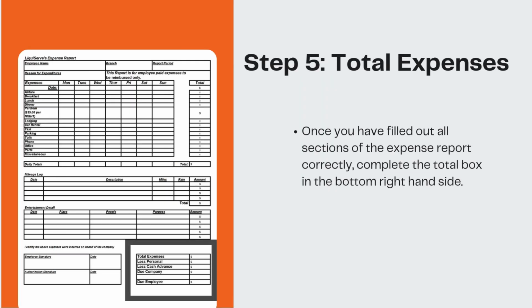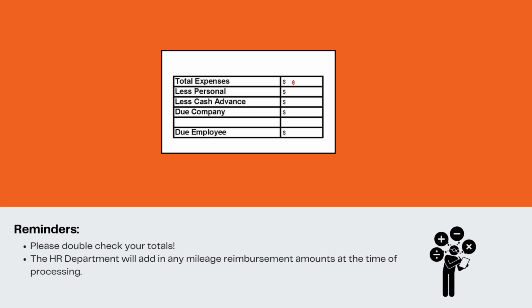Now that John has completed the expenses section and the mileage log on his report, he will need to total the expense. Let's take a look to see how John does this. In the total expense box, John writes in the $165 total from the expense report section of his report. He knows that once the HR department calculates his mileage reimbursement, this amount will increase.